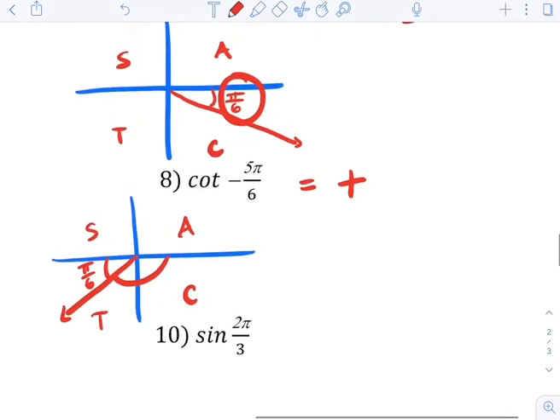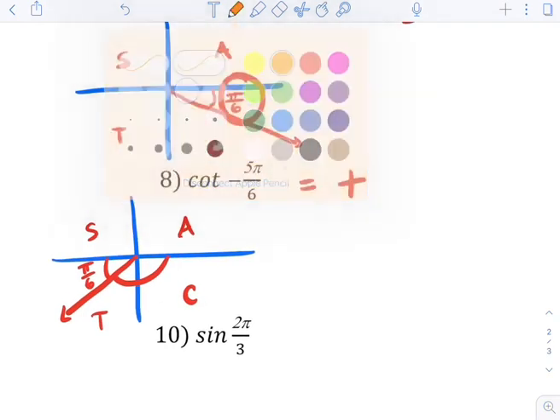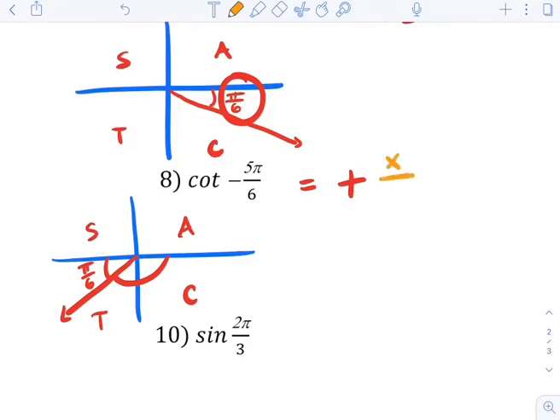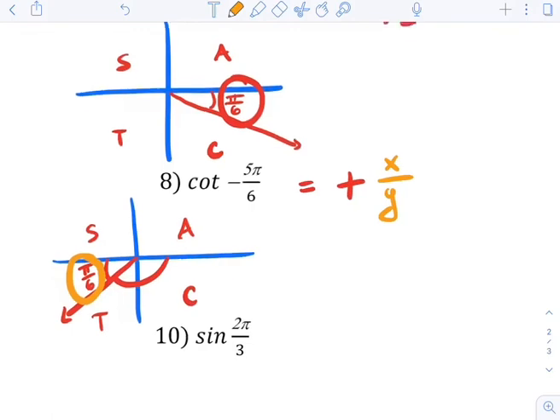Next, I'm looking for cotangent. Well, cotangent is x over y, right? Reciprocal of tan. Tan was y over x, so cotangent is the reciprocal of that. So I need to find out what x and y are for pi over 6 and divide them.